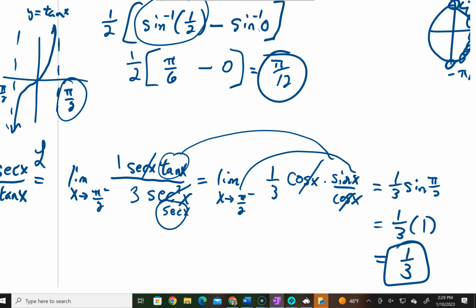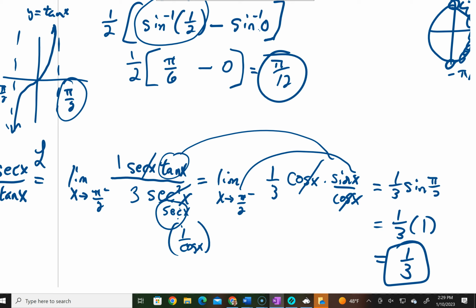Look at that. Where did I get the cosine from? Well, a couple of ways you could look at it. Secant is 1 over cosine, and if you're dividing by a fraction, you're going to multiply by the reciprocal, right? When you bring secant up, it's like you're taking the reciprocal of secant. And what is the reciprocal of secant? It's cosine.